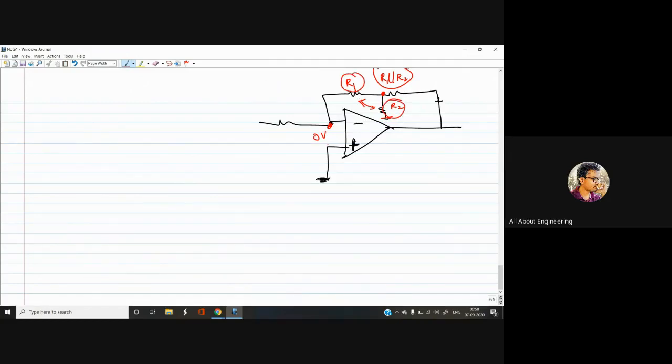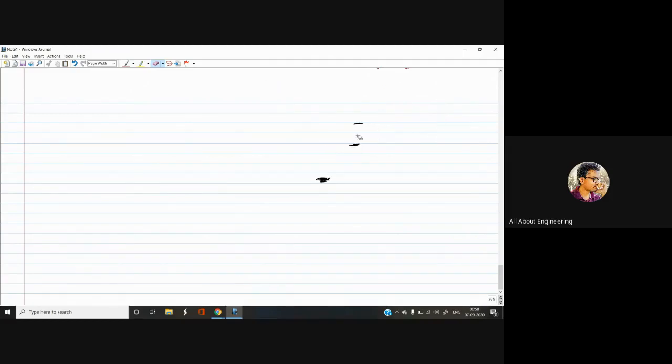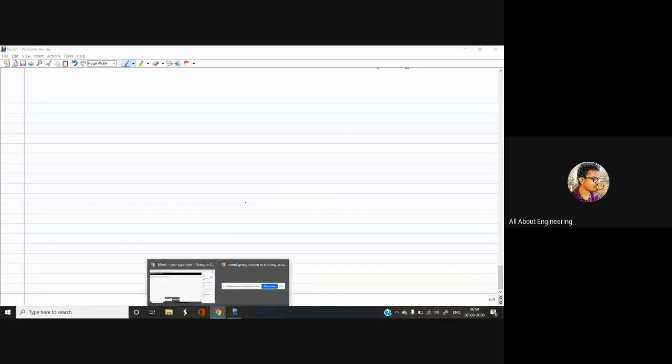That is because this is not an actual ground, but a virtual short. The difference would be very small or negligibly small, so we usually neglect that and treat it as a ground condition. So that is called the virtual short condition. Okay, so far clear, right?